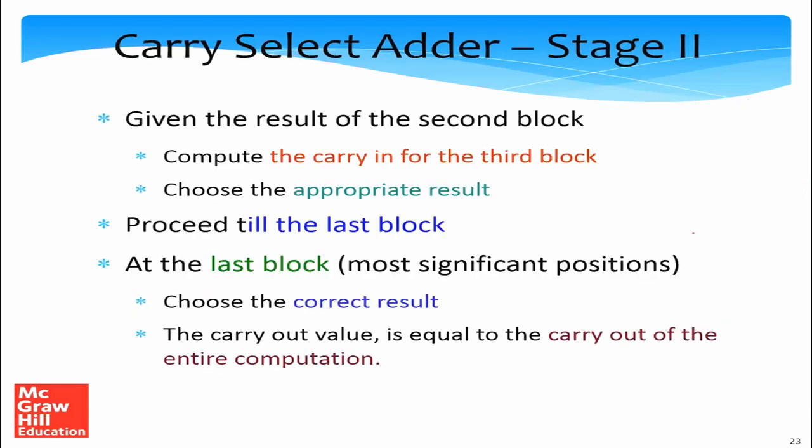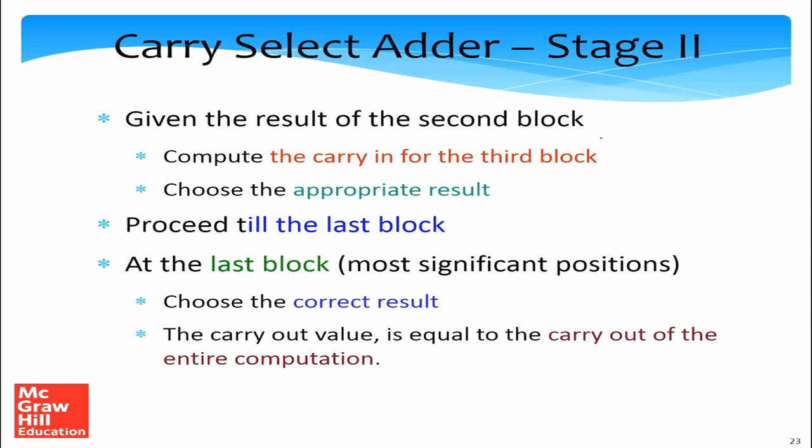Alright? So let me just summarize what we do in stage 2. Given the result of, let's say, the nth block, in this case the second block, we compute the carry in for the third block, which is very easy.